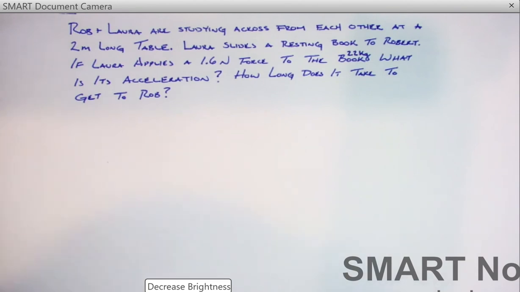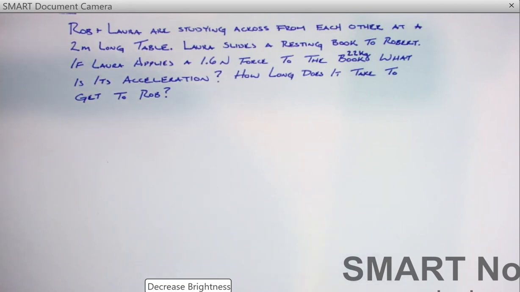So let's get started. Rob and Laura are studying across from each other at a 2-meter long table. Laura slides a resting book to Robert. If Laura applies a 1.6 Newton force to the 2.2 kilogram book, what is its acceleration? And looks like they also want to know how long it takes, so the amount of time for the book to get across the table to Rob.